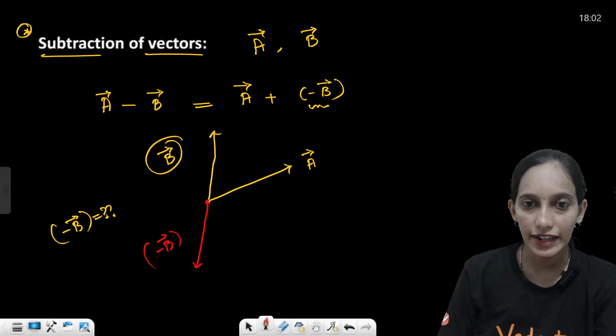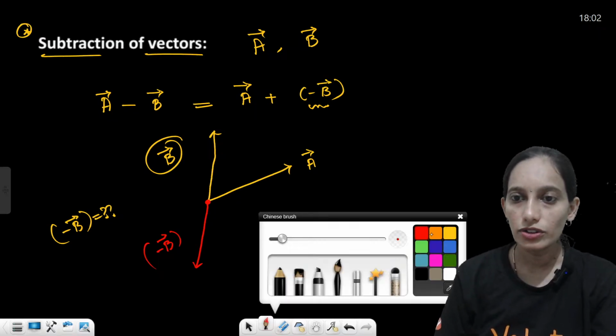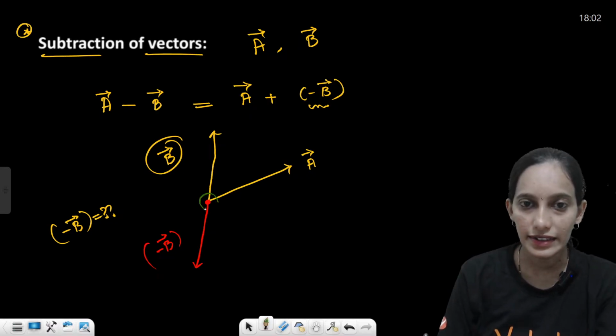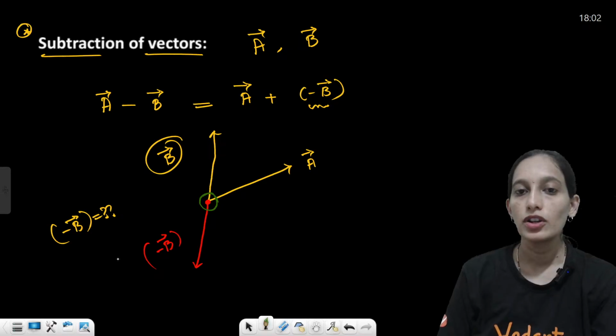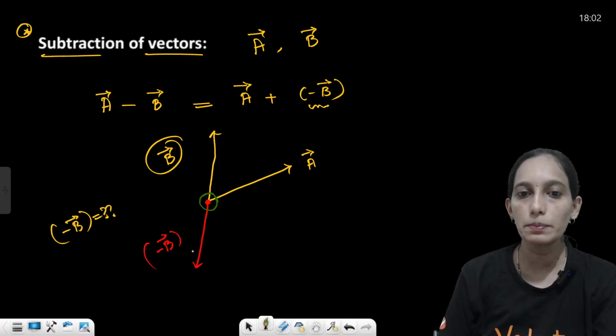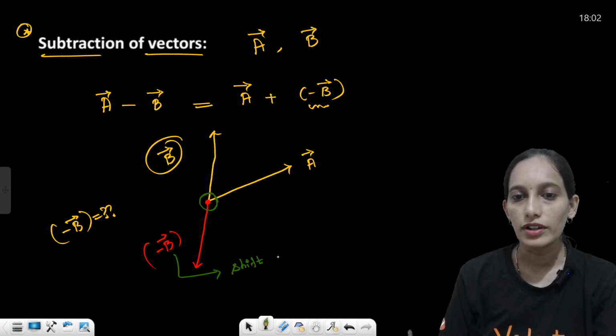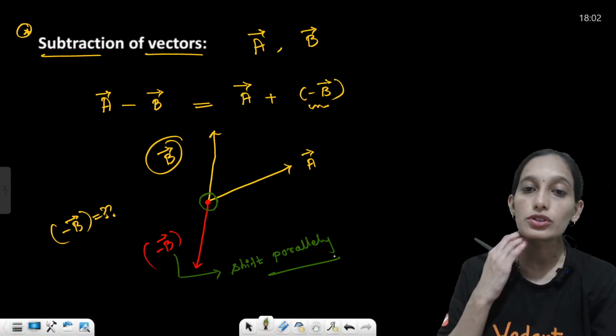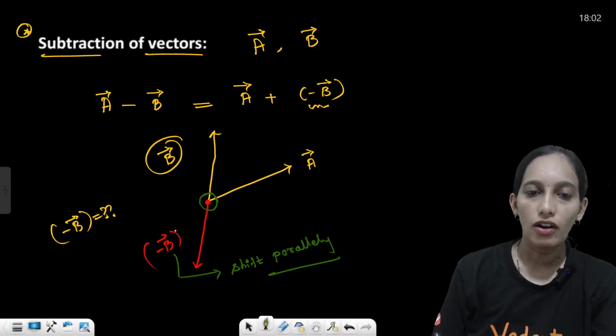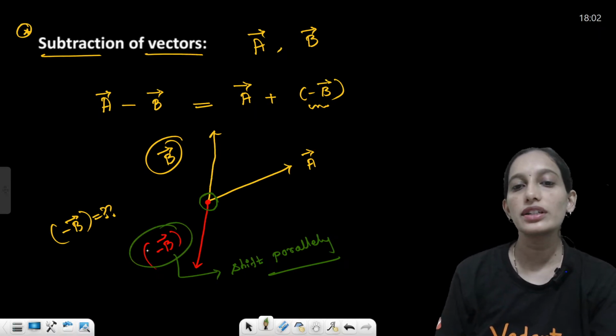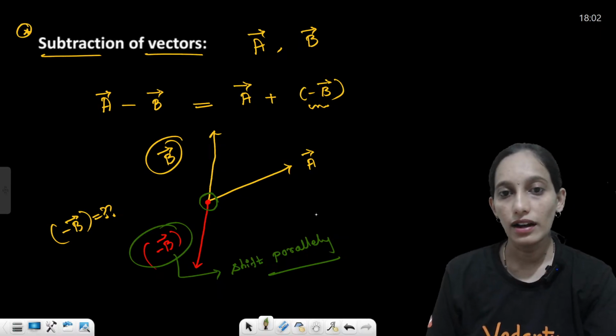But now, according to the triangular law, can we just add them directly? No, why? Here the tails coincide, tail to tail. So we have to shift this parallelly, so that the head of one vector coincides with the tail of the other vector.